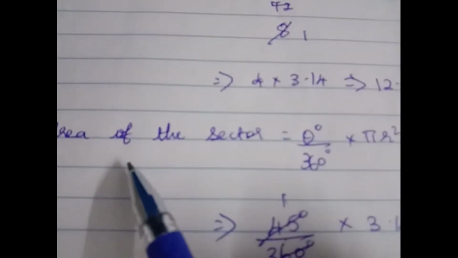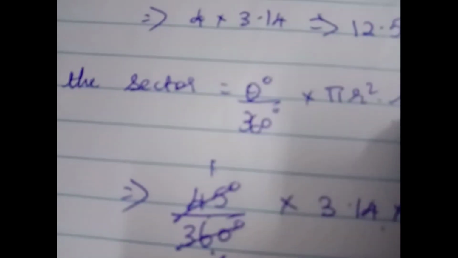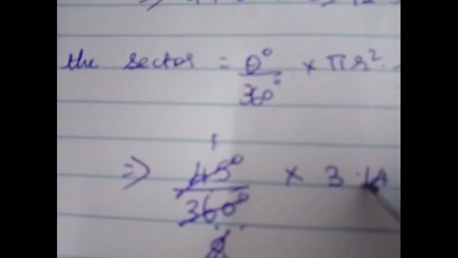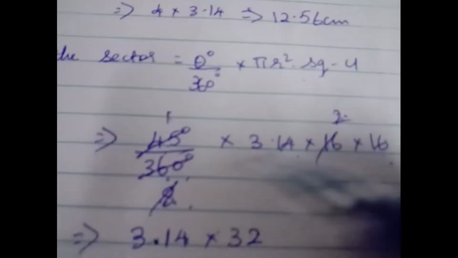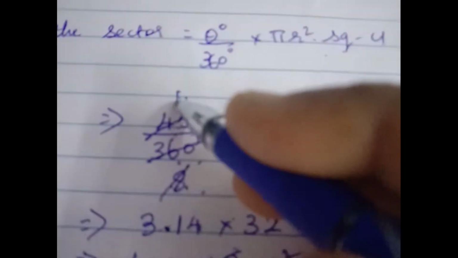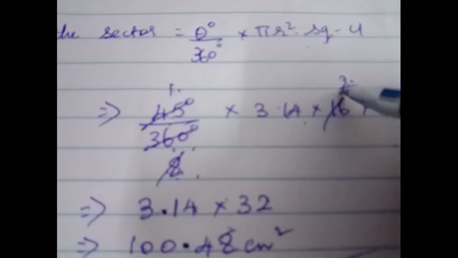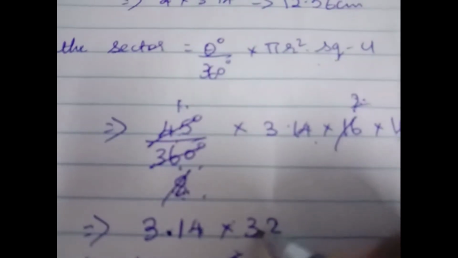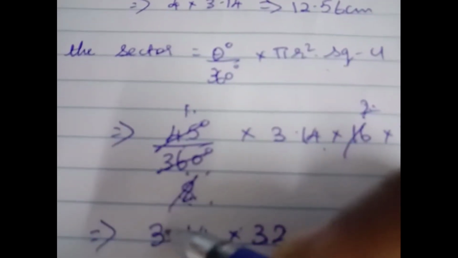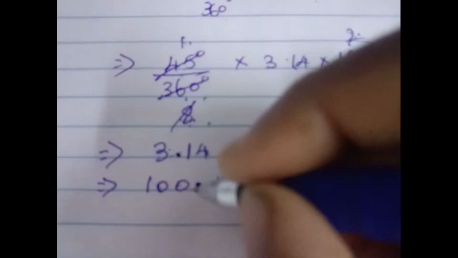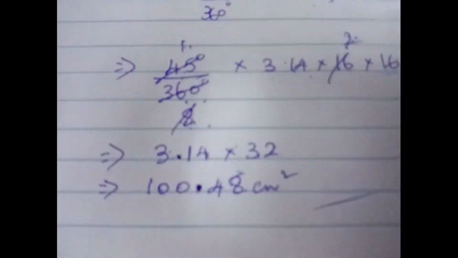Next question is area of the sector. Area of the sector is equal to theta by 360 into pi r square unit. Theta value is 45. 45 by 360 into 3.14 into 16 into 16. If we cancel this 45 and 360, 45 ones are 45, 45 8s are 360, 8 ones are 8, 8 twos are 16. 2 into 16 is equal to 32. 3.14 into 32 is equal to 10048. You have to keep the point before the 2 numbers.